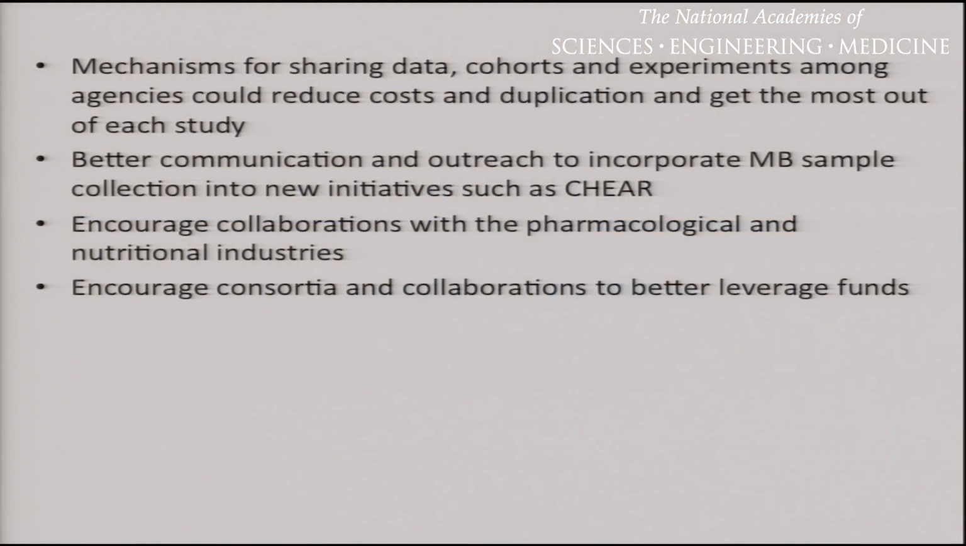We need to have better coordination in terms of protocols, methods of analysis, and also working with other agencies so we don't duplicate things. And the budgets across agencies should be coordinated so we don't have hard feelings or things don't get funded properly. And as always, and this has been a theme for the last 6 years in this workshop, we need better ways of sharing data and cohorts and experiments among agencies to reduce costs and not duplicate. We need to better communicate so that we get the microbiome into new studies like CHEAR.